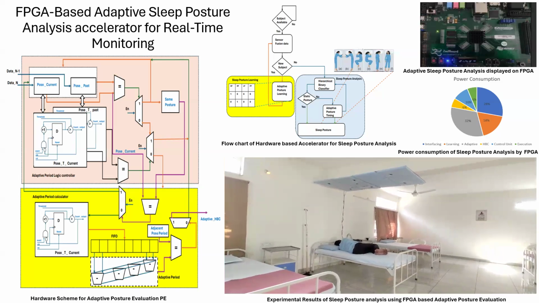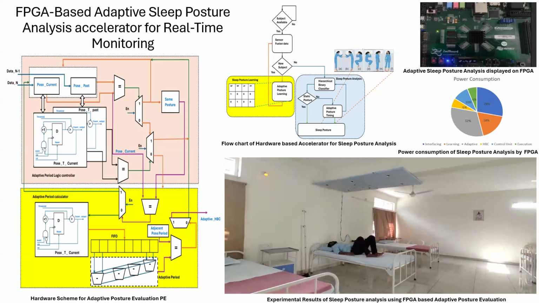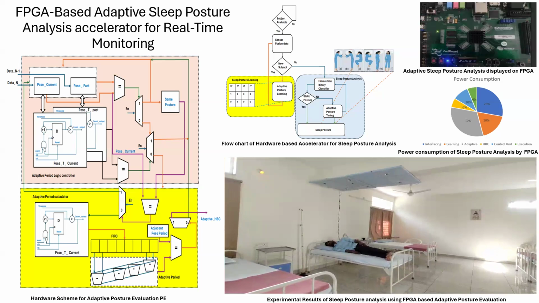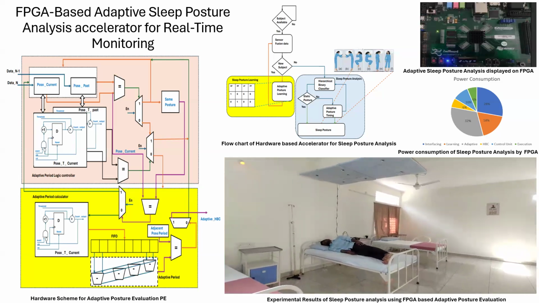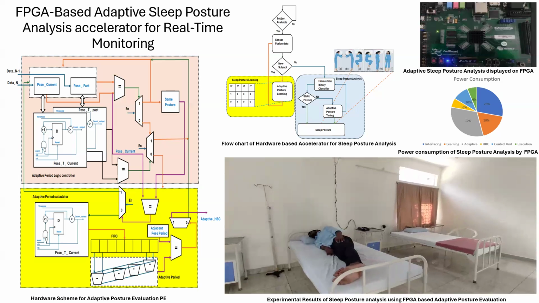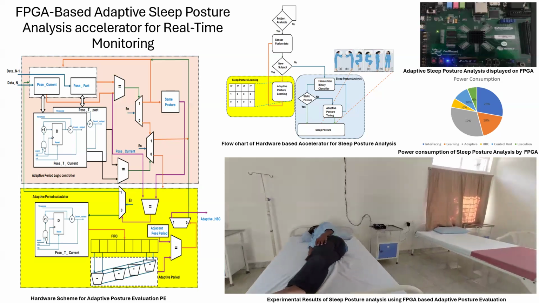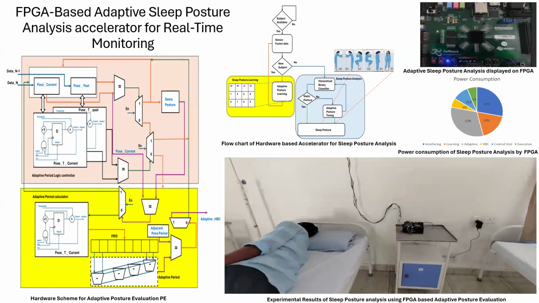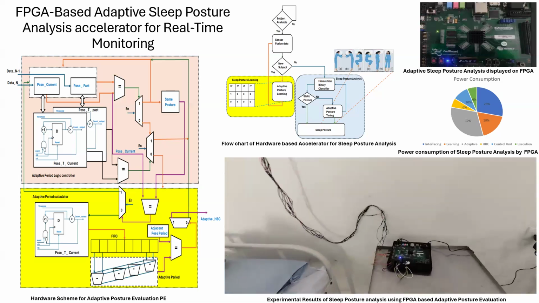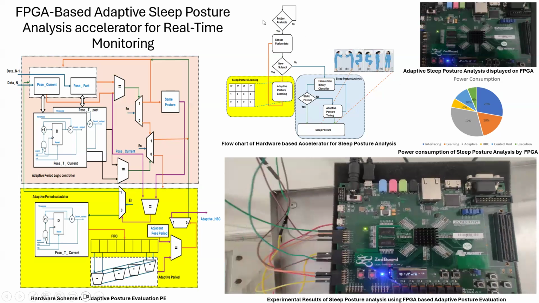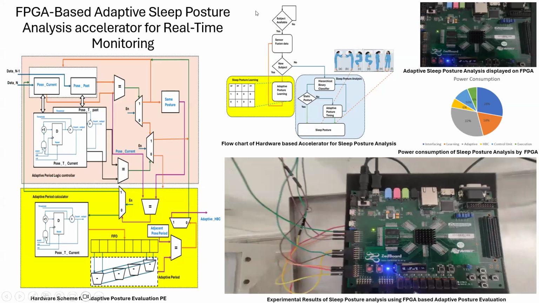This process has novelty. One novelty is the adaptive mechanism. Till date, the adaptive mechanism has not been mentioned by any sleep posture researchers. That is one point. Second, we are providing a hardware solution for this using an FPGA. Obviously, an FPGA consumes very little power compared with others. Thank you.